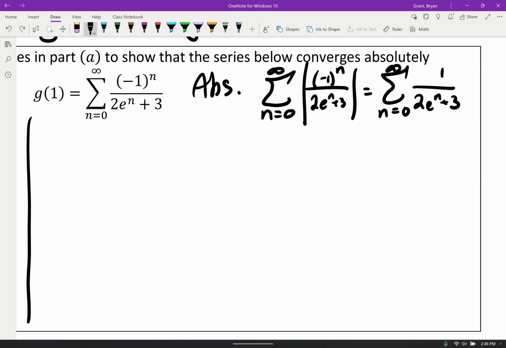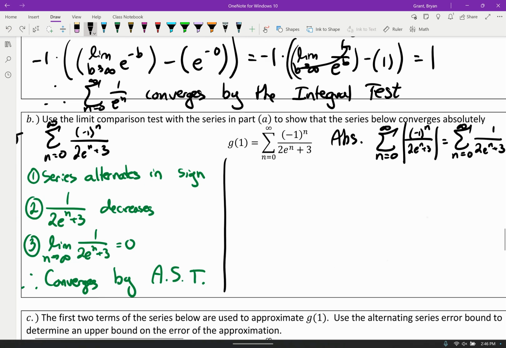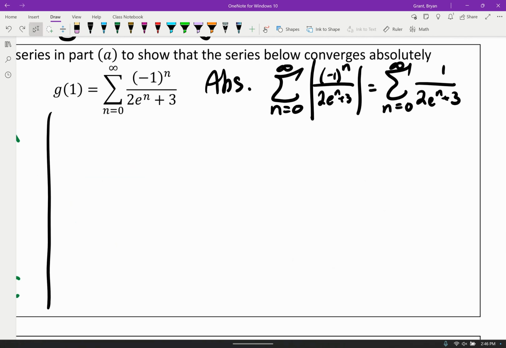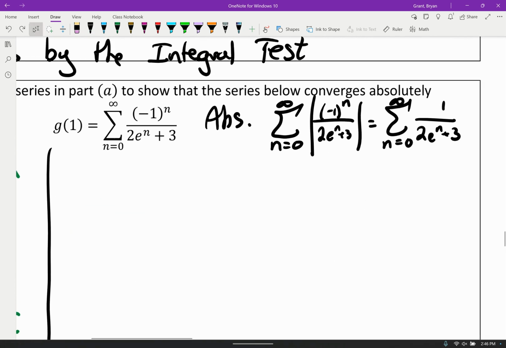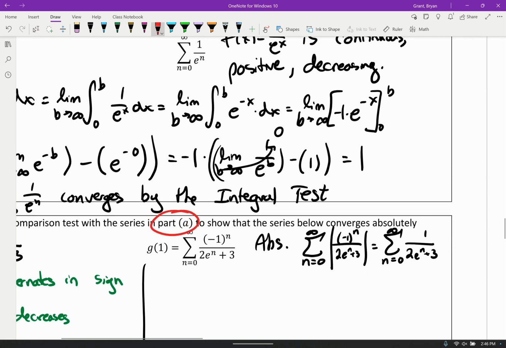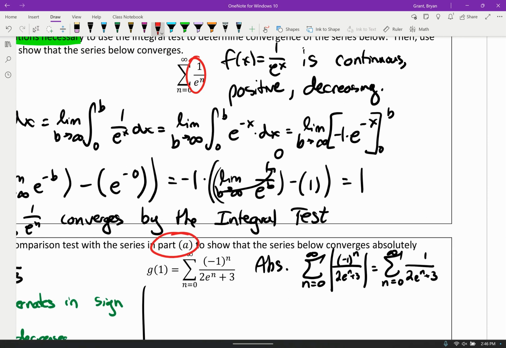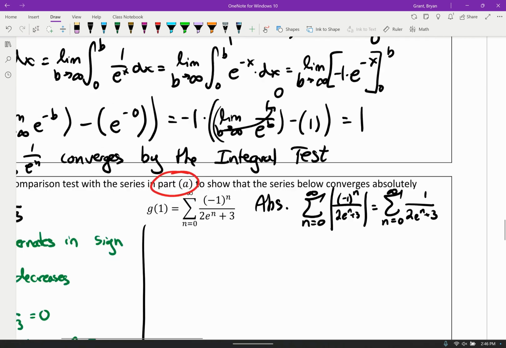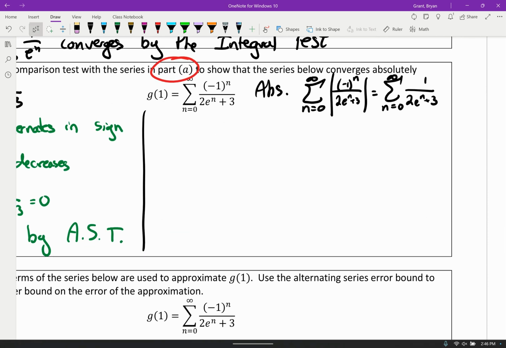Now, this is where the limit comparison test comes in. The way the limit comparison test works is it says, take a series that you know. And guess what? In part A, we have a series that we know. It's this guy. And they said, and compare it to the series that you're trying to find convergence for. Now, what we're going to do here is we're going to take the limit of the quotient of the two of these. So we're going to take the limit as n approaches infinity of the quotient.